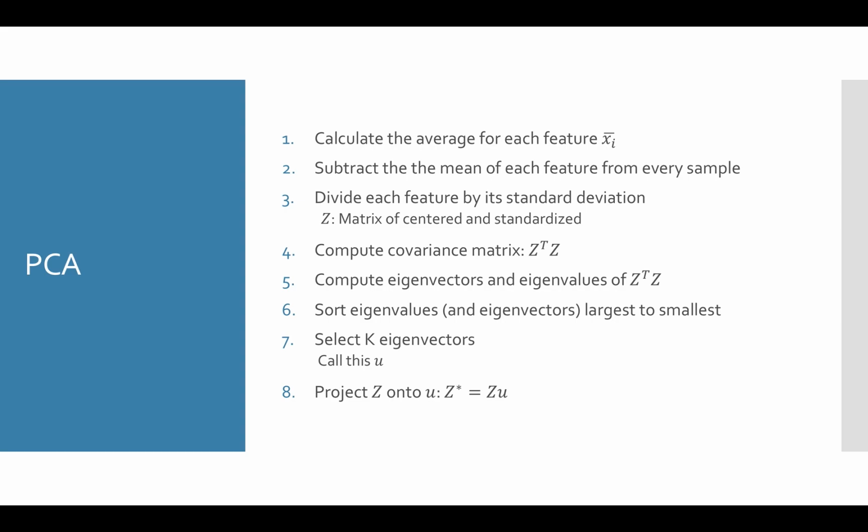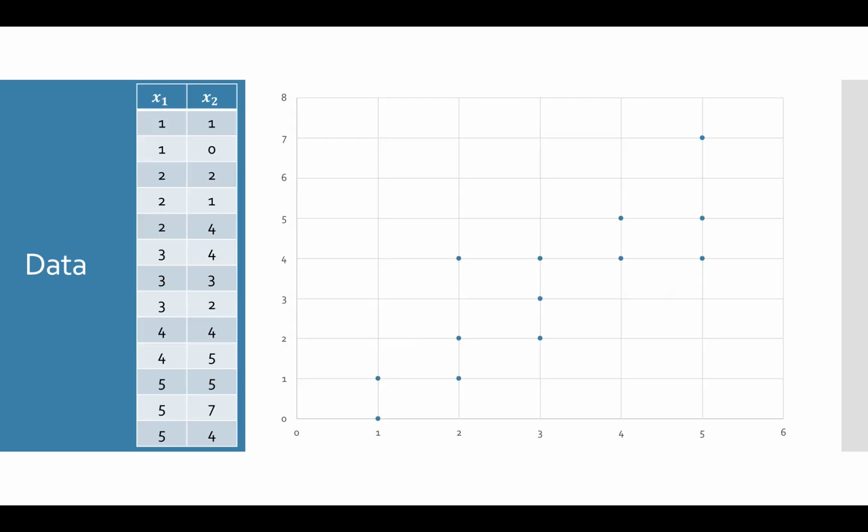We're going to select k eigenvectors. K is usually less than d, where d is the original dimension of the data. We're going to call this U, and we're going to project Z onto U to get our transformed data.